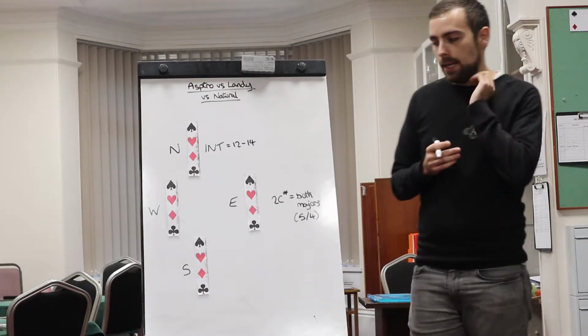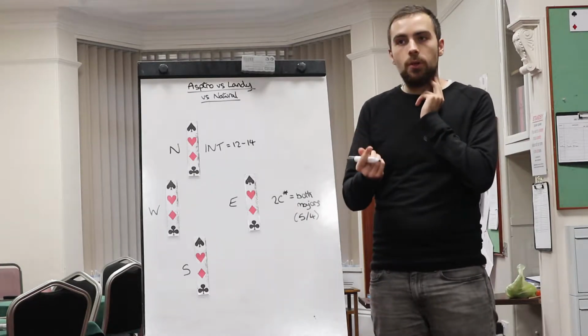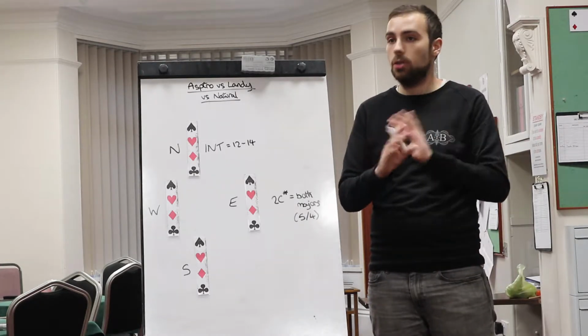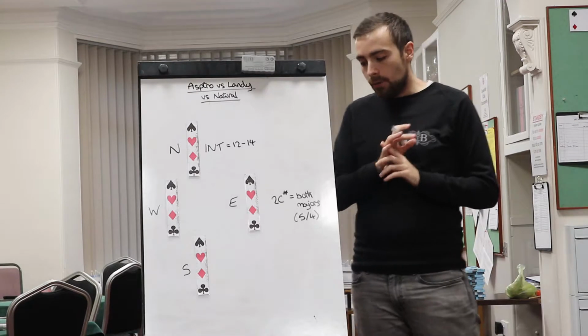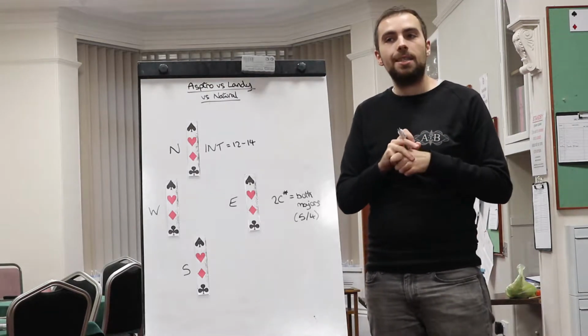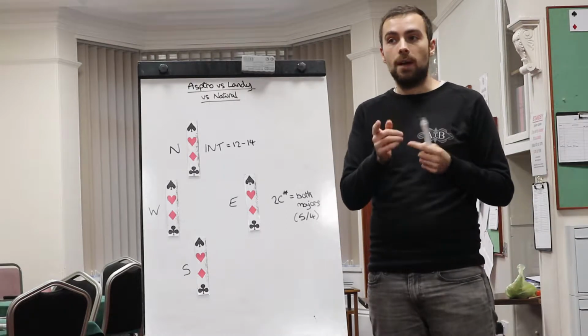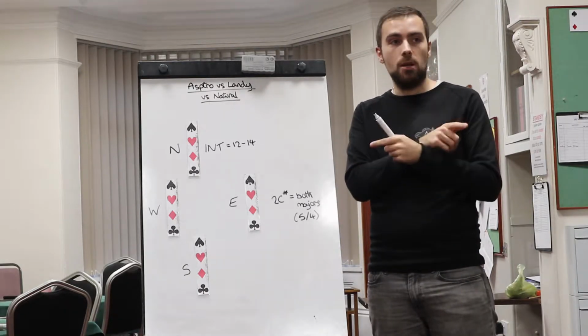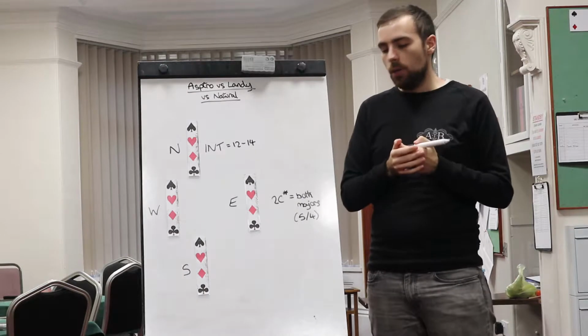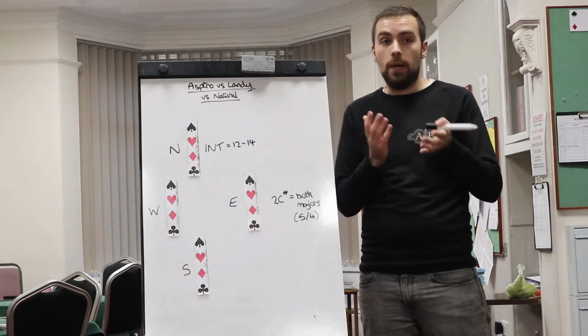Now, responding to Landy, if your partner bids 2 diamonds, 2 hearts or 2 spades, it's natural, so it's normal, nothing fancy. If your partner bids 2 clubs, they're suggesting they have both majors, at least 5, at least 4. You don't know whether it's 5 hearts, 4 spades, or 5 spades, 4 hearts, or 5-5, or 6-5, but you assume it's 5-4, and you don't know which way round.